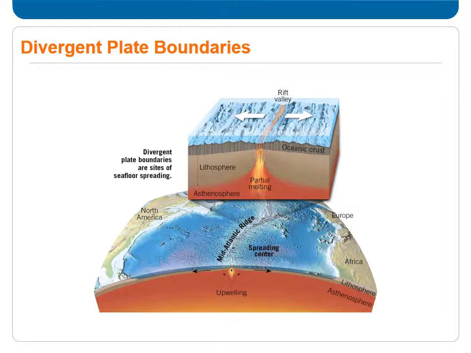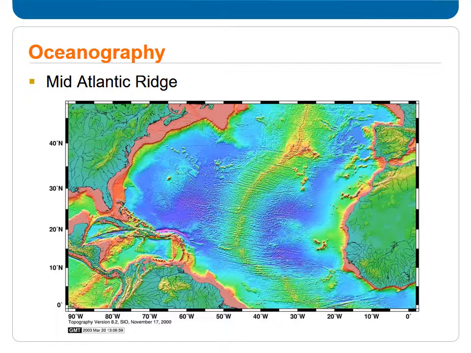Most divergent plate boundaries are associated with oceanic ridges, which are underwater mountain chains that can stretch tens of thousands of miles. The Mid-Atlantic Ridge marks a divergent plate boundary between the North American plate and the Eurasian plate, where they are separating. The Atlantic Ocean is slowly becoming wider.